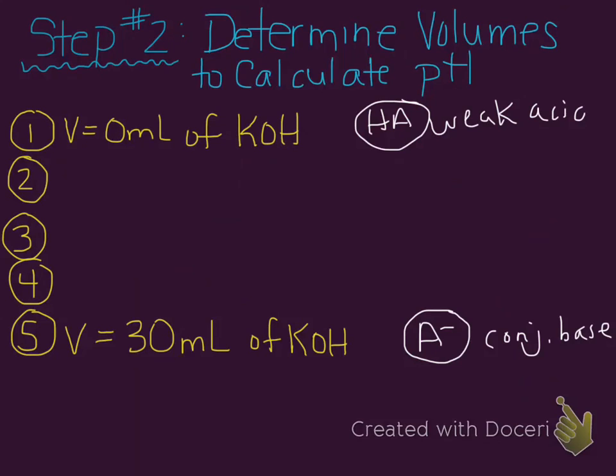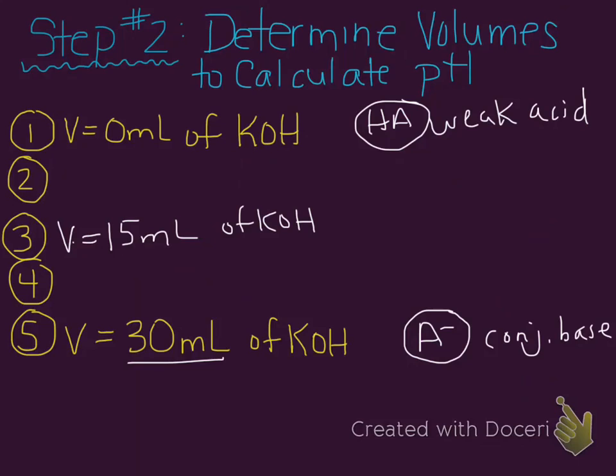Both of these will set up dissociations, so we'll have to use Ka and Kb values to find these. In the middle, you're going to pick 3 buffer locations. One of the buffer locations must be halfway to the equivalence point. So halfway to this equivalence point is going to be 15 milliliters. So I'm just taking the 30 and dividing it by 2. And this is of the KOH.